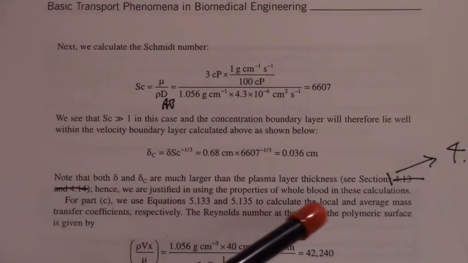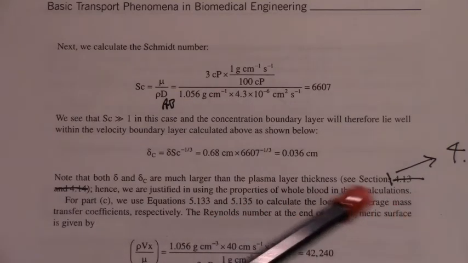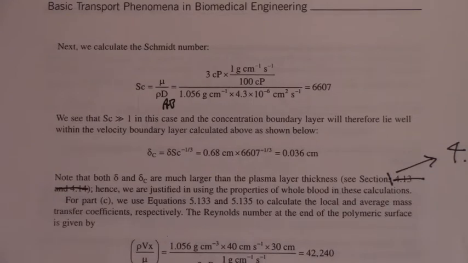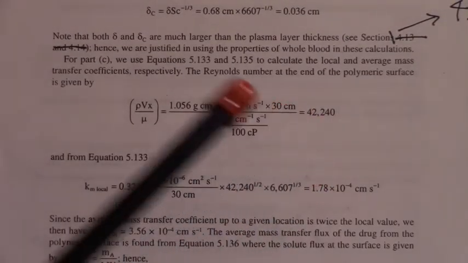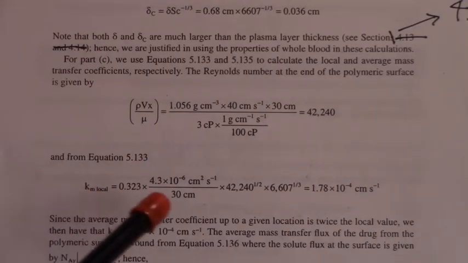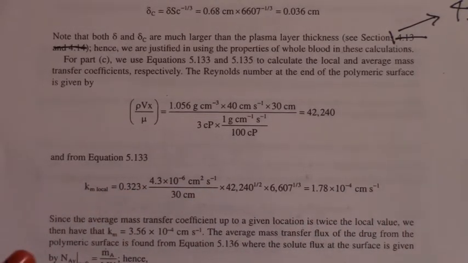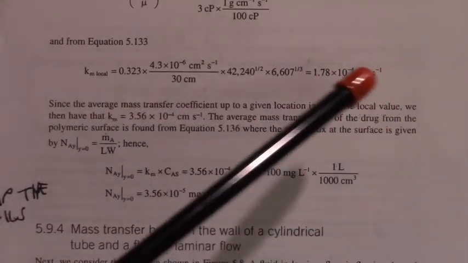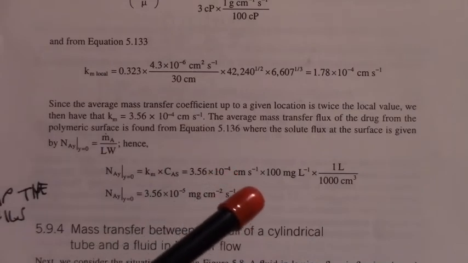For part C, we calculate the local and average mass transfer coefficients at the end of the plate. The Reynolds number at the end of the polymeric surface is given by this right here. So we see we got a Reynolds number of 42,240. We're well below the 300,000 limit there, so we're okay in terms of still being in laminar flow. And from equation 5-133, we calculate the local mass transfer coefficient. We get that number, and then the average mass transfer coefficient is just going to be 2 times that value. So we get 3.56 times 10 to the minus 4th centimeters per second.